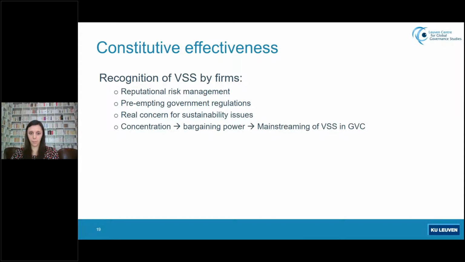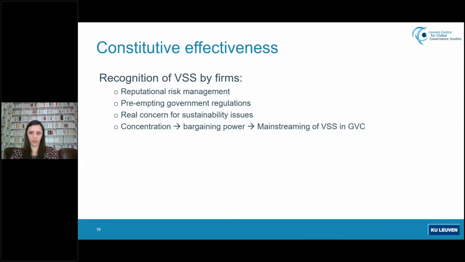And this means that if a retailing company which has a lot of power decides to adopt VSS, then VSS will easily be diffused along supply chains. And this is what is increasingly happening with VSS, and they increasingly become recognized really as a tool to prove compliance with standards and with requirements that firms can have.